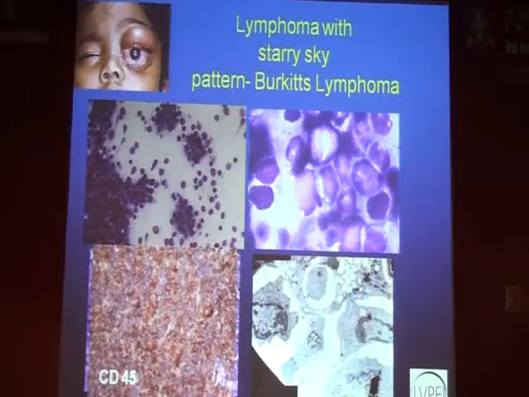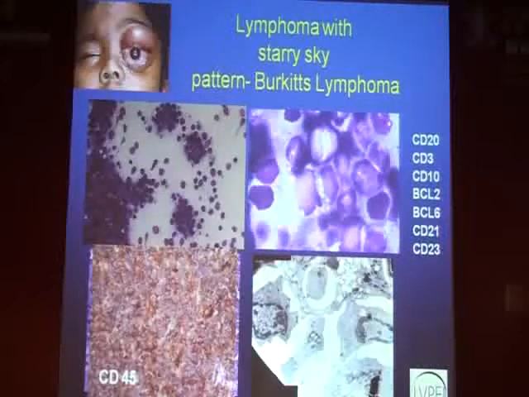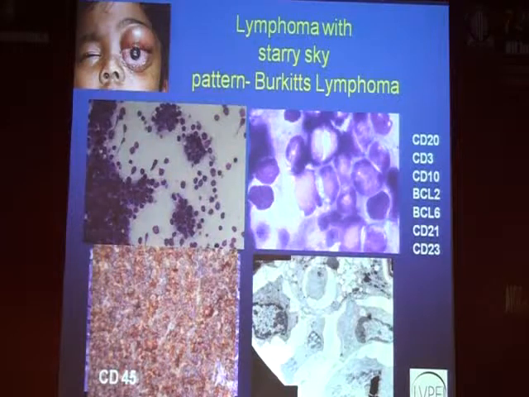But this is not the end. We have to do a full panel of immunohistochemical markers to tell us exactly what type of lymphoma it is. These are the markers we do when we get a case of lymphoma: CD20, CD3, CD10, BCL2, BCL6, 21 and 23. So Burkitt's will be positive for CD20, CD10 and BCL6. It will be negative for BCL2.